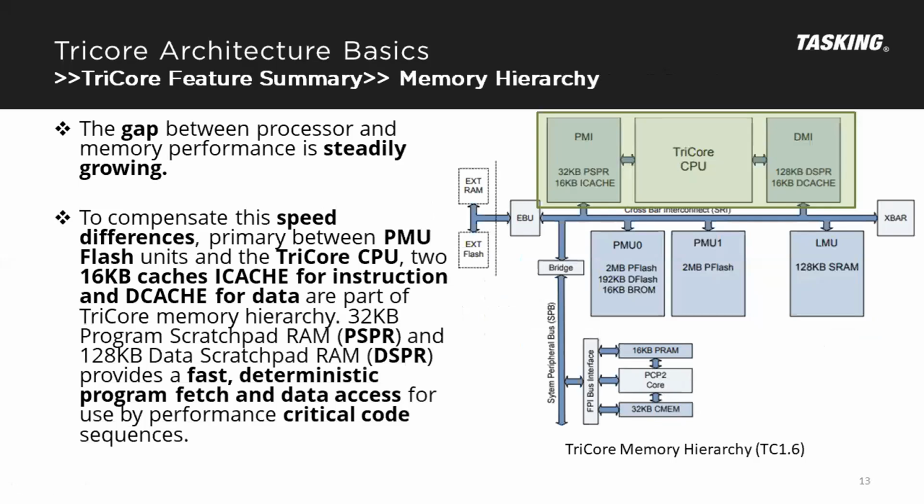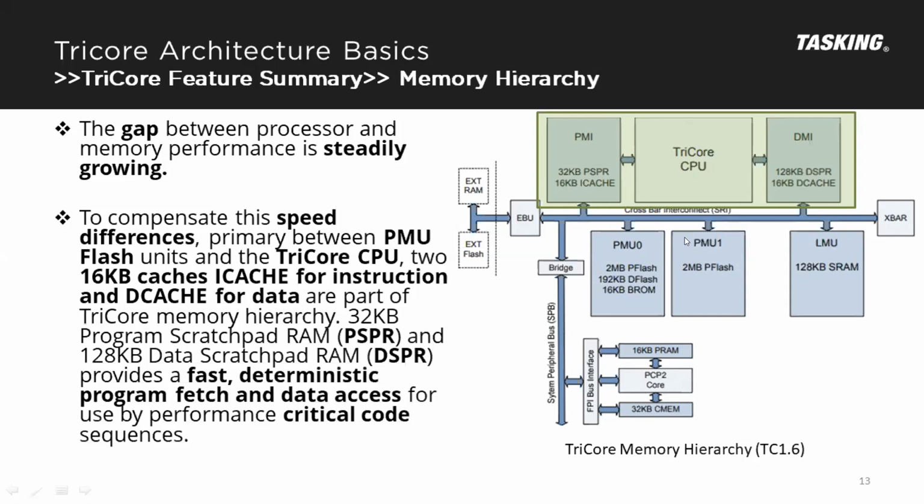Yeah, let's speak a bit about the memory hierarchy. So here you can find the hierarchy of the memory system that exists on the TriCore. Don't worry, it doesn't look as complex as it seems at first sight. So here we have the TriCore CPU, the central processing unit, and we have here the BMUs, or the BMU flashes. So these are the flash memories.